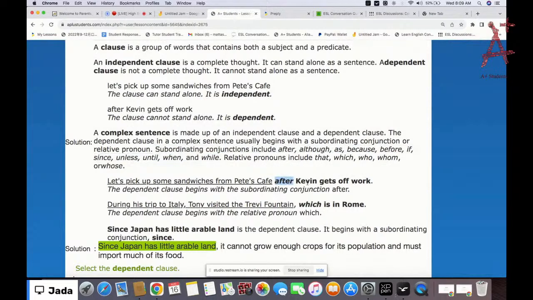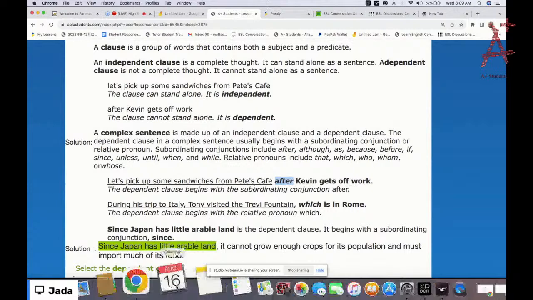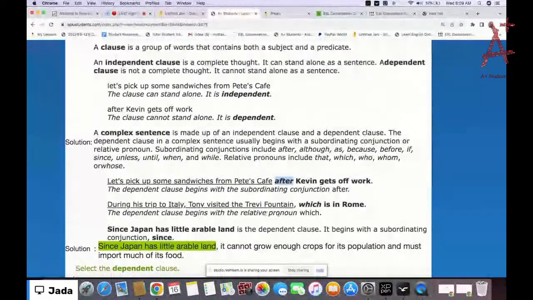So take note that when you have a dependent clause, a subordinating conjunction always comes before the dependent clause. So it could be if, because, although, after, anything. It could be that one. Okay, so let's pick up some sandwiches from Pet's Cafe after Kelvin gets off work. So that's the subordinating conjunction. And then if you want to have the relative pronoun: During his trip to Italy, Tony visited the Trevi Fountain, which is in Rome. Which, this is the relative pronoun, so you can also take note of them.